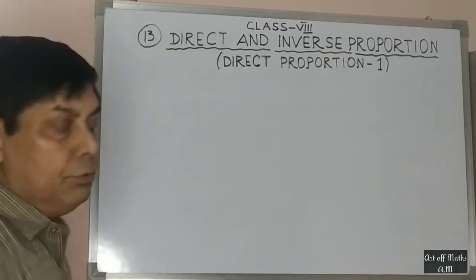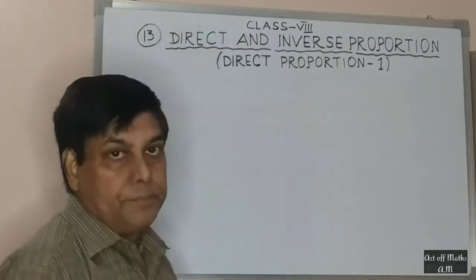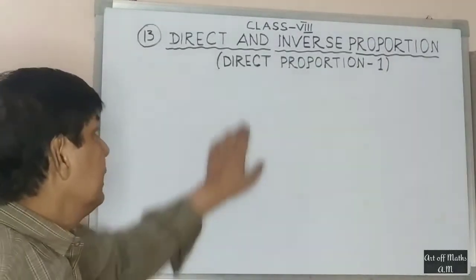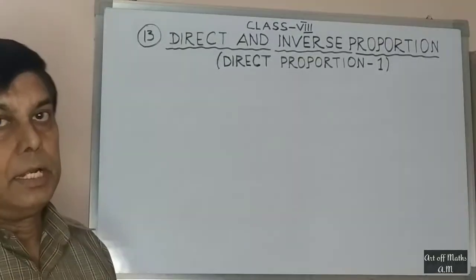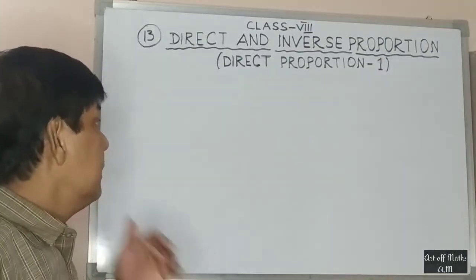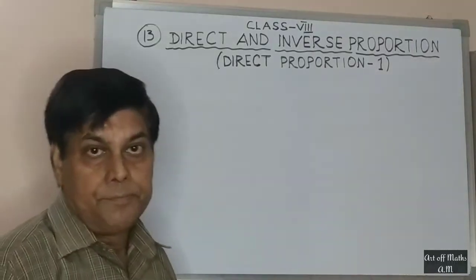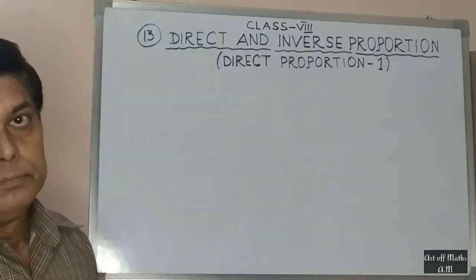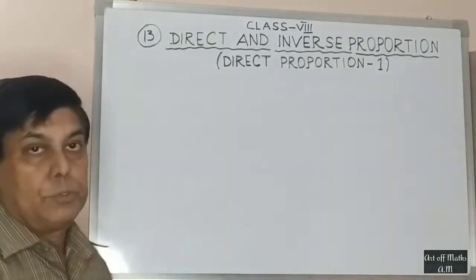I am taking a new chapter, that is direct and inverse proportion. This chapter is divided into two parts. One is direct proportion and another one is indirect proportion or inverse proportion. But today I am taking direct proportion, and it is the easiest chapter of class 8. Now what is direct proportion?